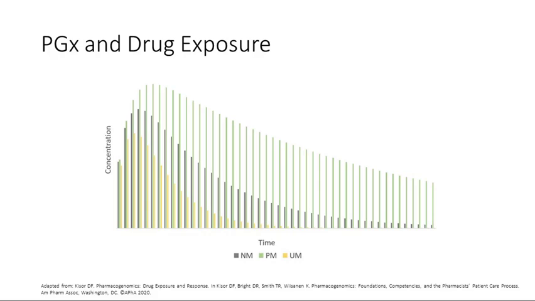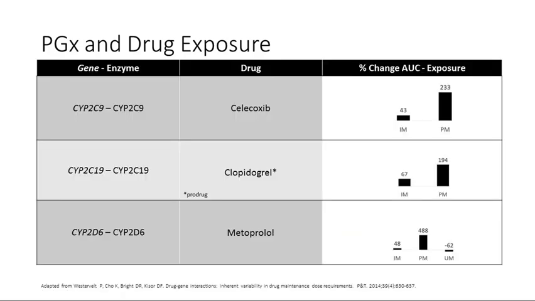And there's other parts that make up the area under the curve. It's not just higher concentrations early on. It's also the fact that there's slower and faster metabolism. So when we look at PGX and drug exposure, I have a couple of examples here, looking at the percent change in area under the curve, again, as this exposure measure. So if you look at CYP2C9, the gene and the gene product, and the analgesic celecoxib, we see that intermediate metabolizers have an increased exposure of 43%, and poor metabolizers 233%.